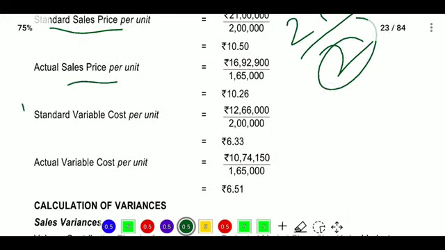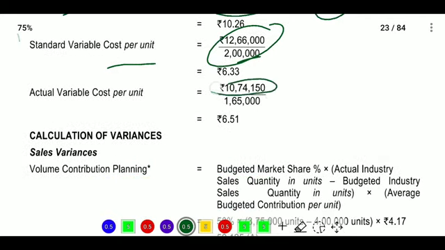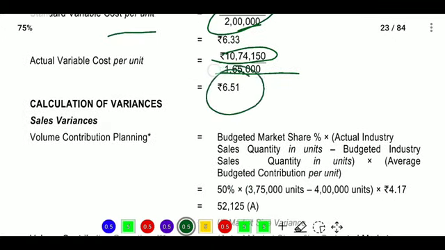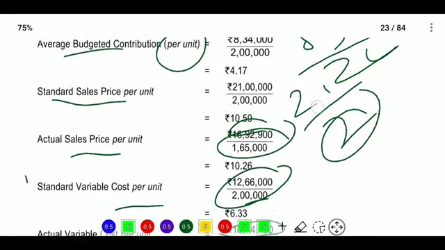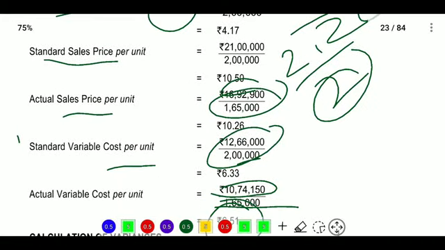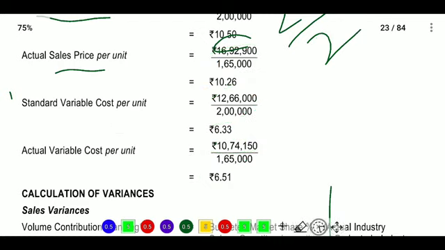Actual sales price means actual sales divided by actual quantity. Next, the standard variable cost is the variable cost divided by total quantity, and the actual variable cost means actual variable cost divided by total quantity. We have got all the rates. In the budgeted contribution, the standard sale price will be 10.5 and 10.26 for actual sales. The standard variable cost will be 6.3 and the actual variable cost will be 6.8.